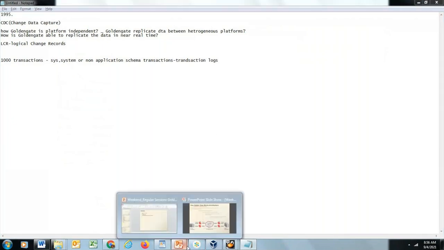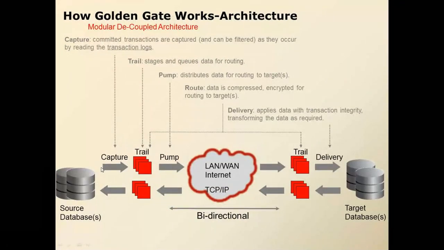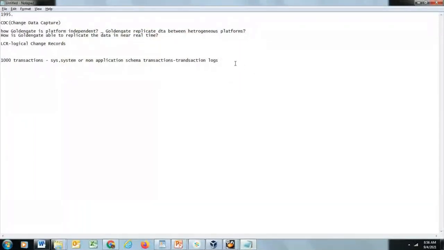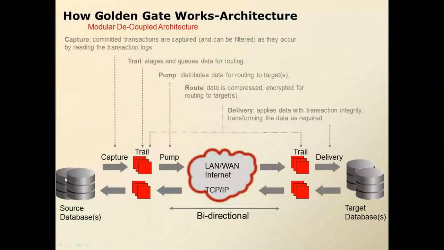Now, in classic capture, what happens is the capture process is external to the database and it reads the transaction logs in sequential manner. So it still has to read these 1,000 transactions, and after these 1,000 transactions, say for example there are two transactions related to application schema which GG has to capture. But to capture these two transactions, it still has to read these 1,000 transactions first, and only then it can come to these two transactions, and then it will capture. So classic capture has to read all the transactions which are present, making it a bit slow.